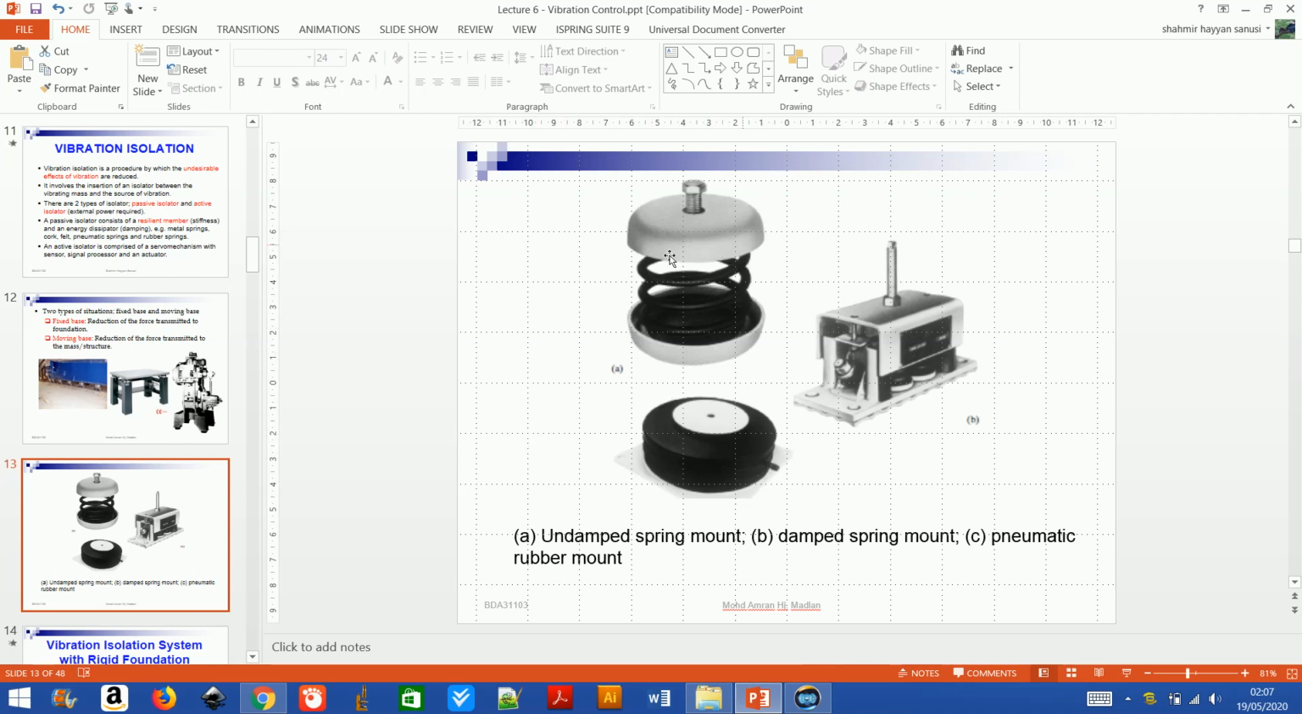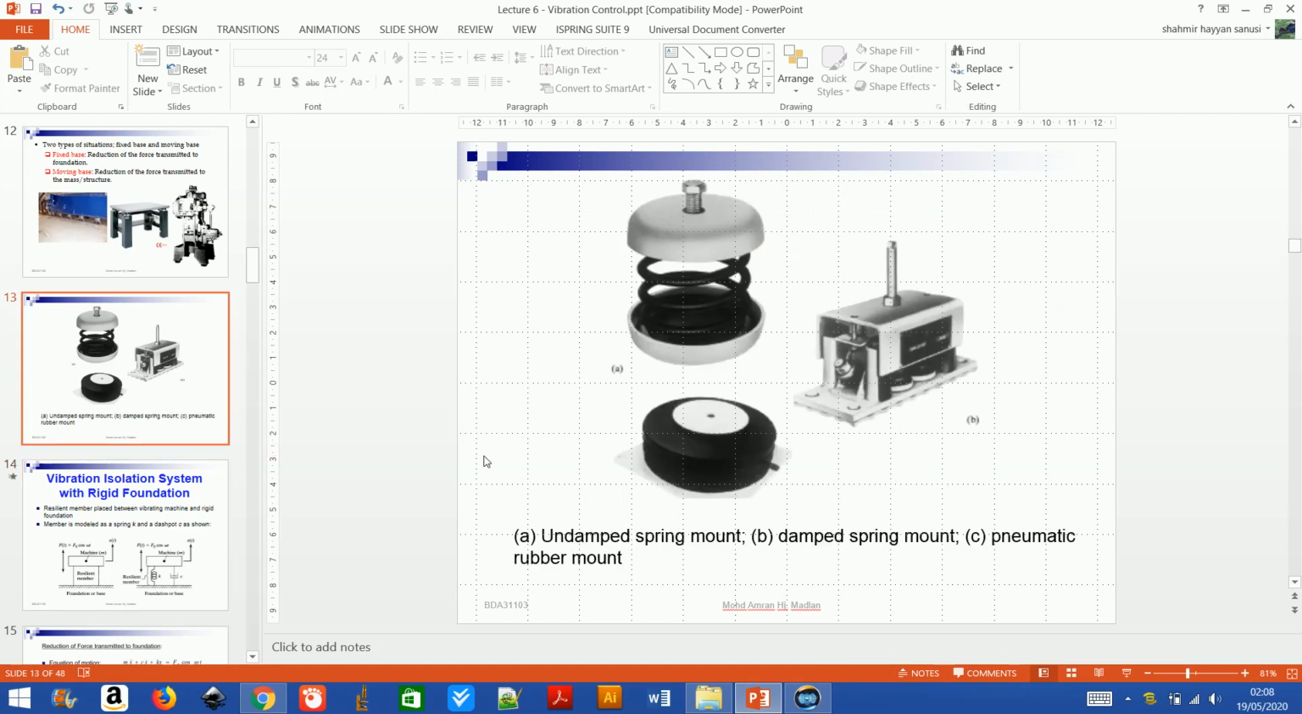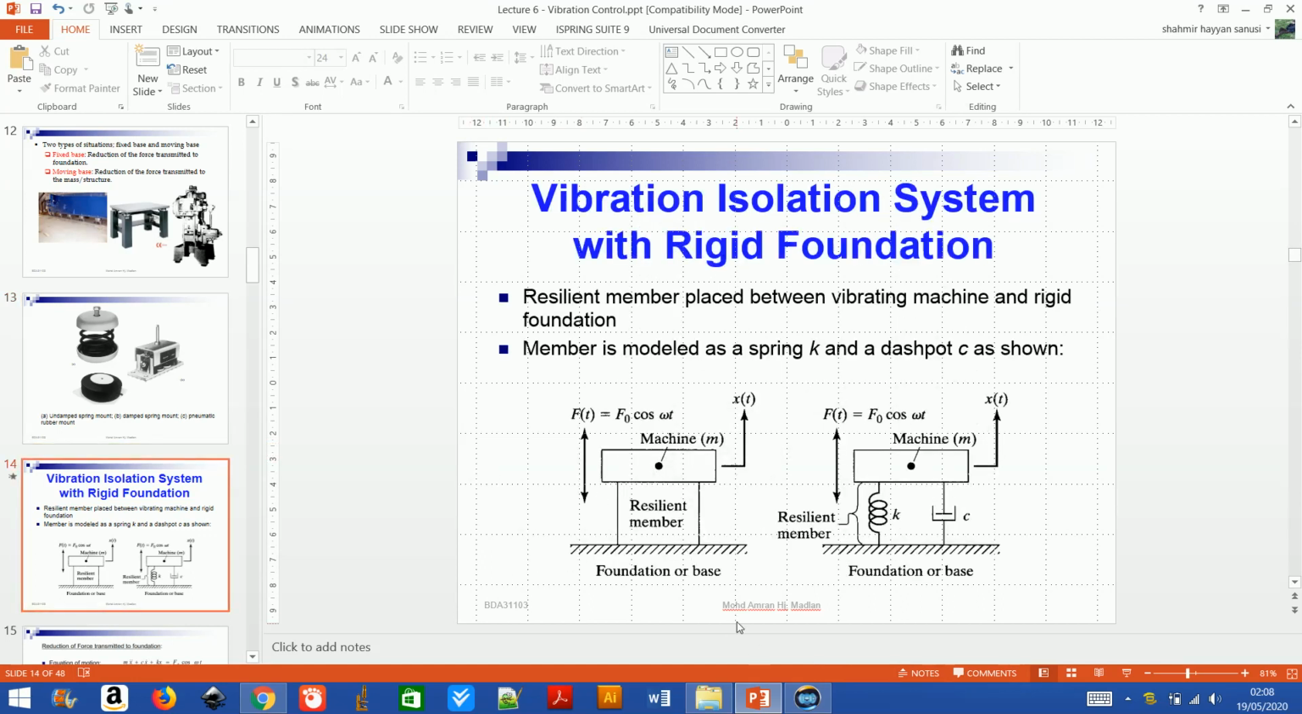So the first one is undamped spring mount, which is a passive isolator. Second is damped spring mount, which is also a passive isolator. Then the third one is pneumatic rubber mount, which is an active isolator, because in order for the pneumatic to work, it needs an external power. So that is some introduction to vibration isolation. Let's look at its fundamentals.